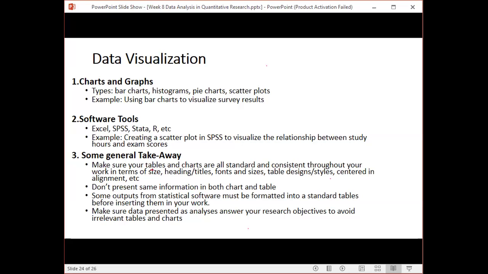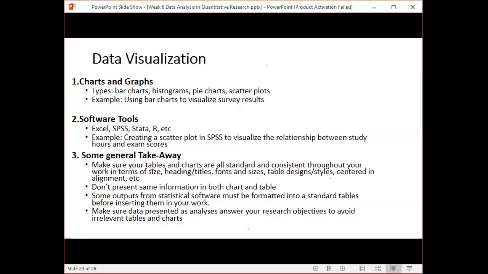Okay. So some key takeaways, right? When you're doing tables in your write-up, when you're doing your research work, make sure your tables and charts are all standard and consistent throughout the work, right? In terms of font sizes, headings, titles, table designs, and the rest. Don't just pick any colors and mix them up. It makes reading difficult. Choose one style and use it. Font size, font type, they all have to be the same, right? Alignment, align in the center and all of that.